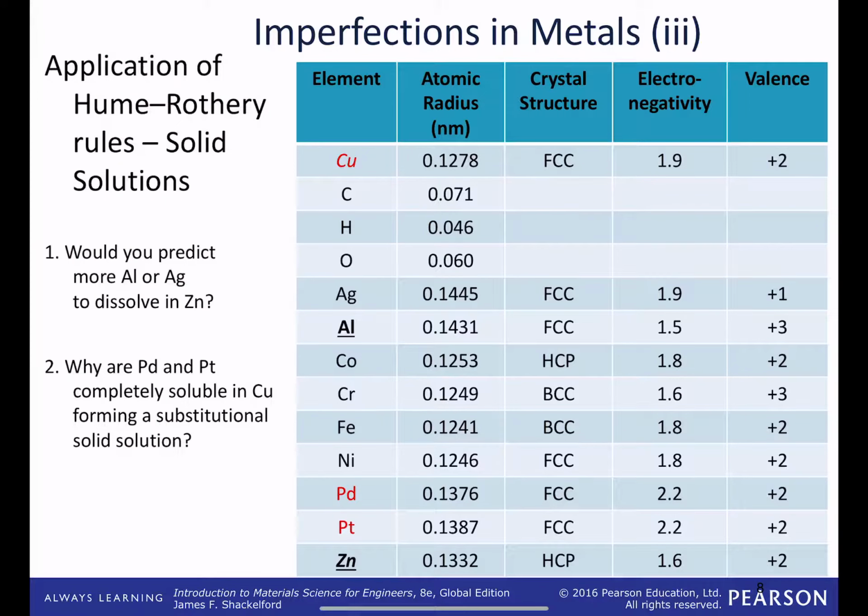Okay, so here's another example that you might consider. So take a minute to see if you can address question 1. Would you predict that aluminum could dissolve into zinc or silver dissolve into zinc more favorably? Apply your Hume-Rothery rules to see if you can decide which one would dissolve more preferentially into zinc. Resume the video when you're ready.